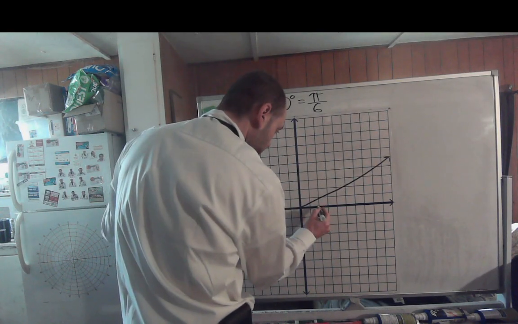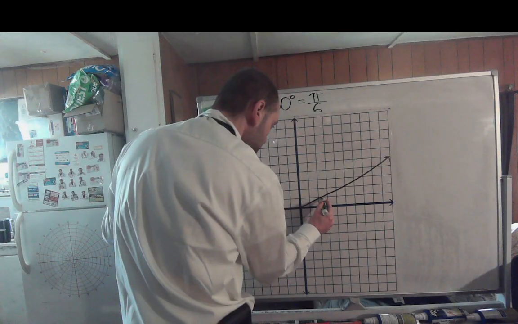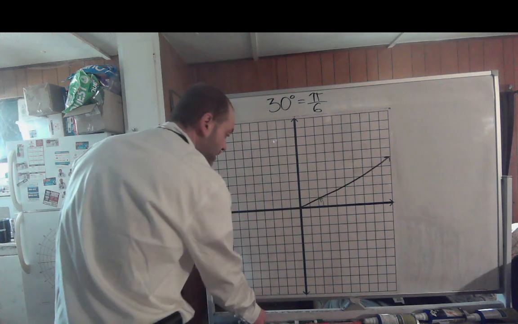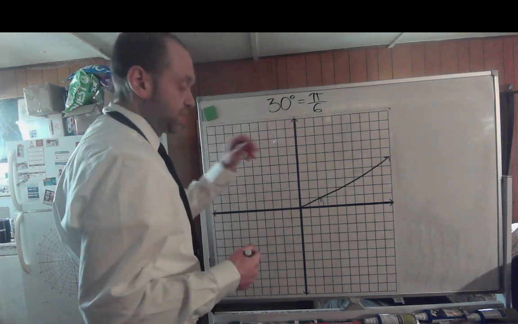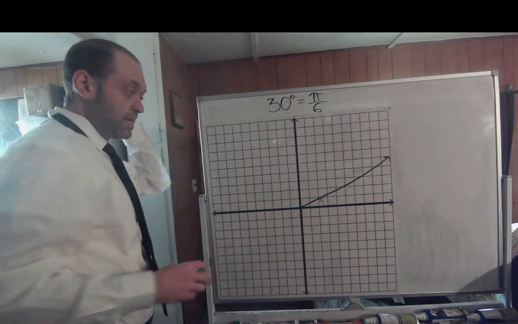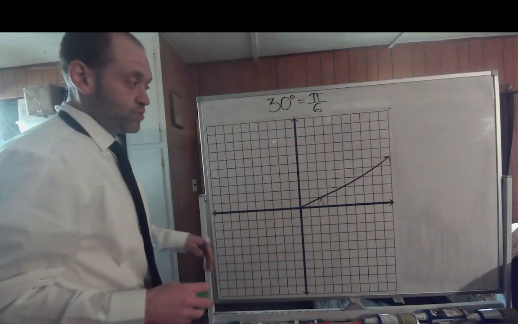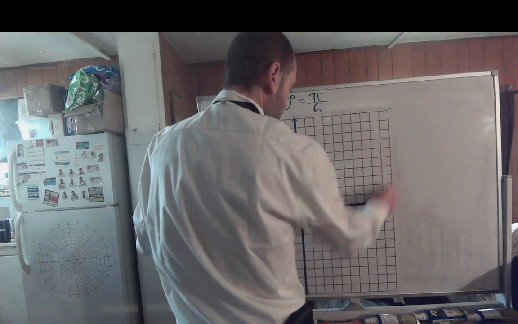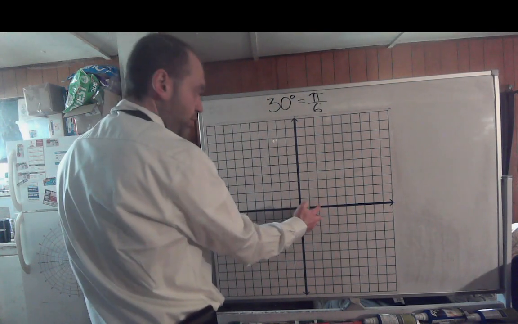So you start from the x-axis and you're going counterclockwise. That's about a 30-degree angle, or pi over 6 radians. And notice you're in the first quadrant. And of course your x-axis here is 0 degrees.